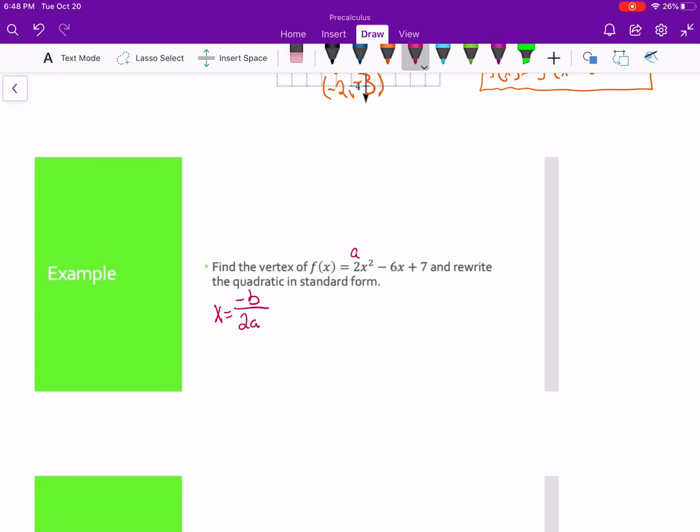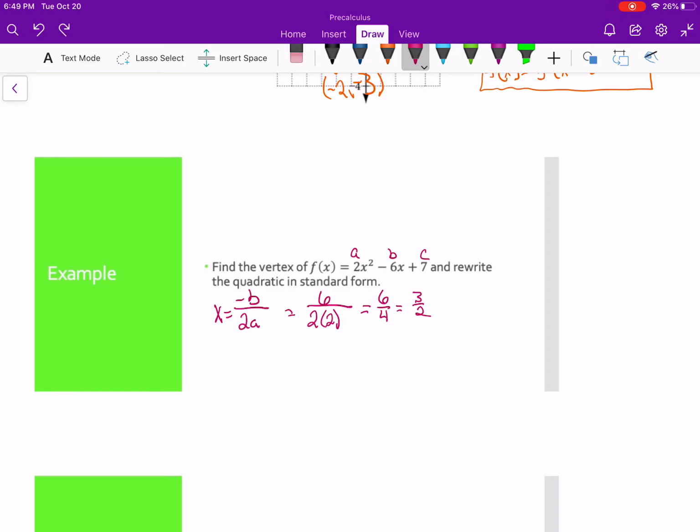So we have a, b, and c. So negative b over 2a: negative negative 6 is positive 6 over 2 times 2. So we have 6 over 4, which is 3 over 2. You can use 3 over 2 or 1.5, doesn't matter. So that's our x value. We need to find our y value.